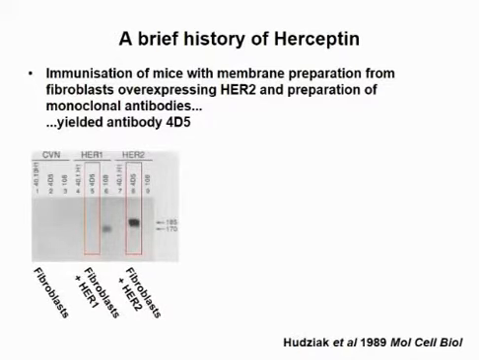And they could do Western blots here to show that when they had HER2 expressed in their fibroblasts and made lysates and ran them on a protein gel and did a Western blot, their new antibody would detect HER2, but it wouldn't detect one of the other family members, HER1, so it was specific for HER2, and there are various other controls on that gel.